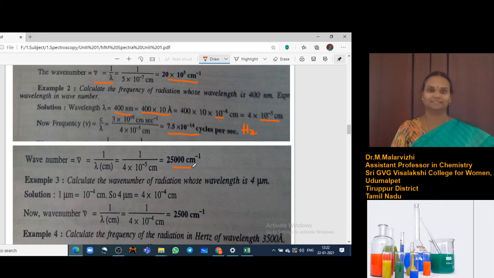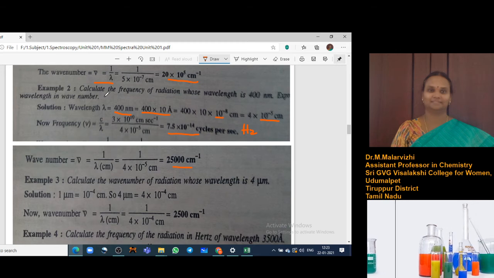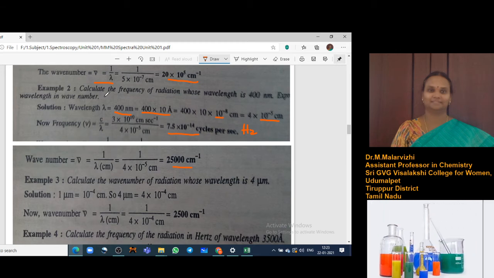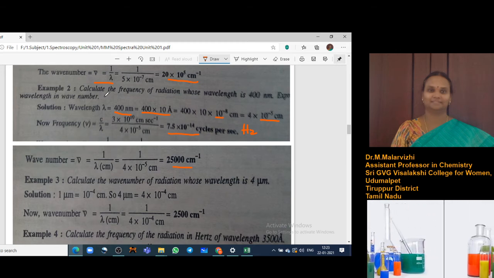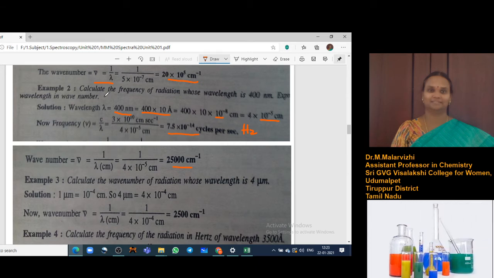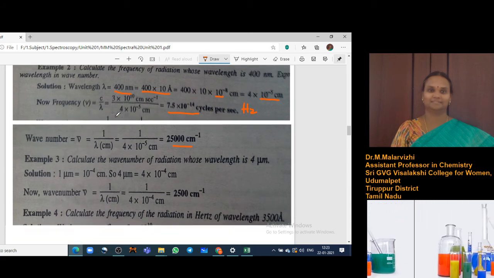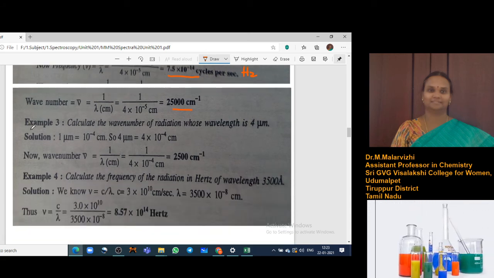Okay, so like this you have to find what is the data given, what is the question asked. If more than one question is asked, you have to answer all the questions, and also you have to convert the units. It is only simple, you all know very well. Okay, so let us move on to example 3.